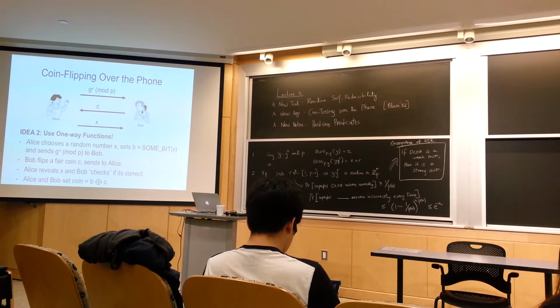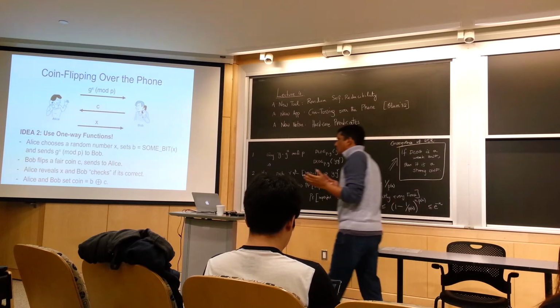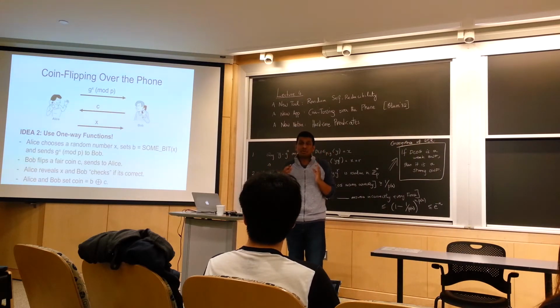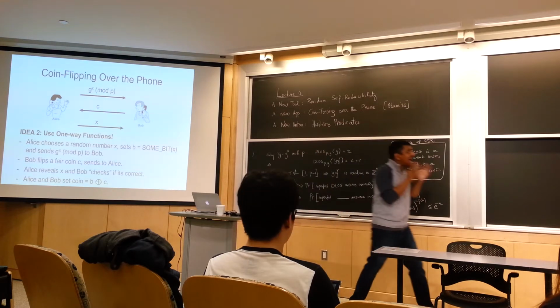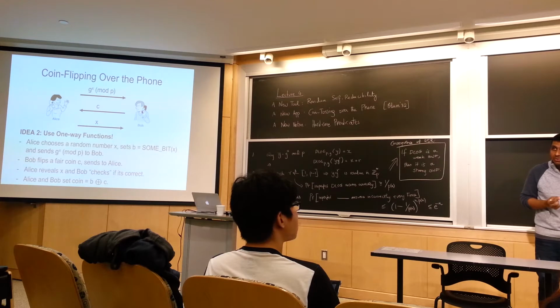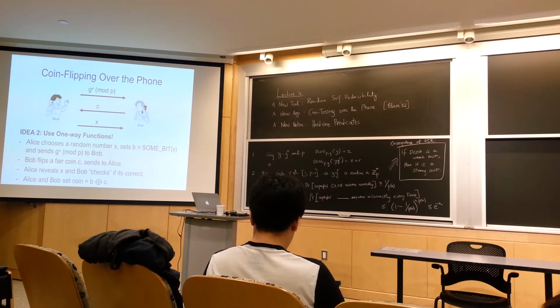So what really is going on here? What is this first message? What is this g to the x doing? It is a way to commit to a bit. What does it mean, commit? It's as if Alice is picking a bit B somehow, putting the B inside a box, inside a sort of sealed envelope, and sending it to Bob.